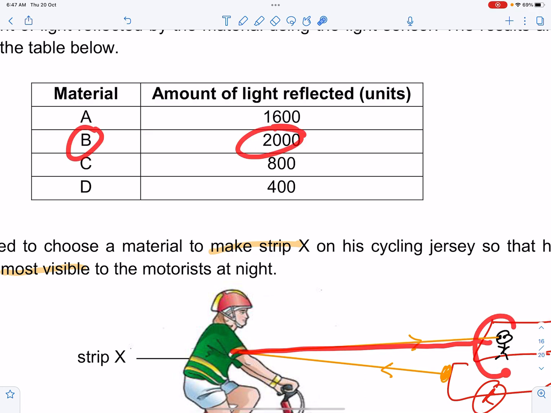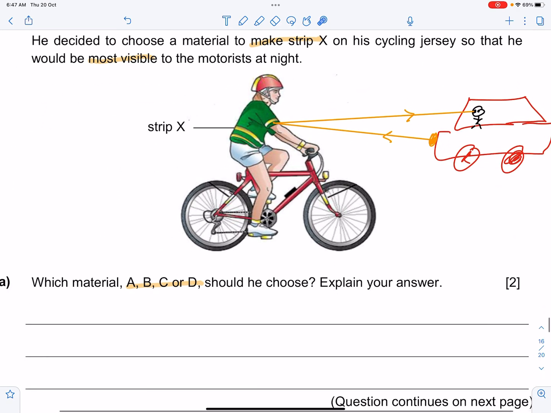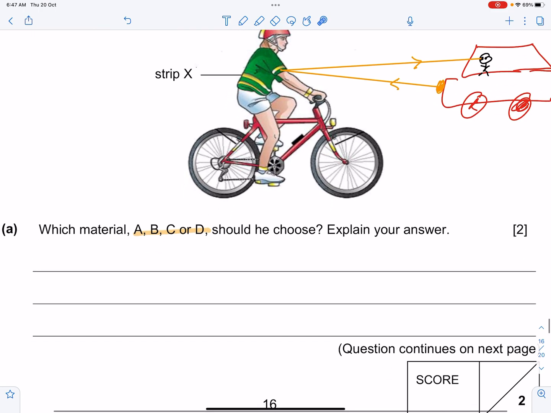So this person who's driving would be able to receive the most amount of light. So be very careful. This is a pretty straightforward answer, except that students may not get the marks because they didn't use the correct superlative words. So for example, you cannot use more, you must use most. Okay? Because there are 4 materials here.